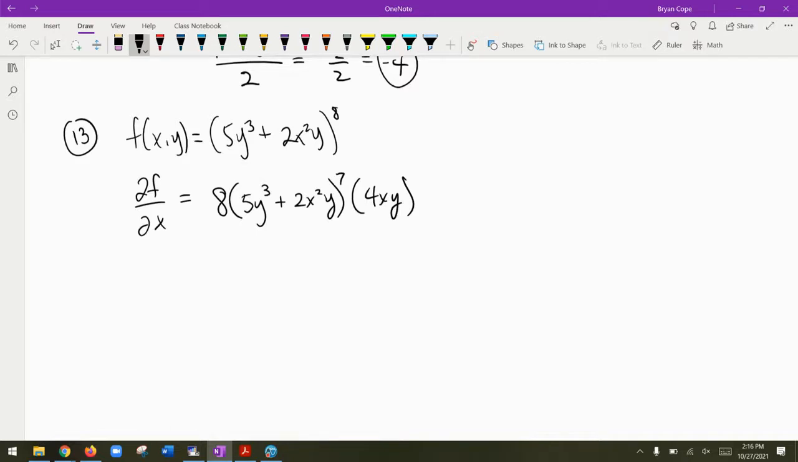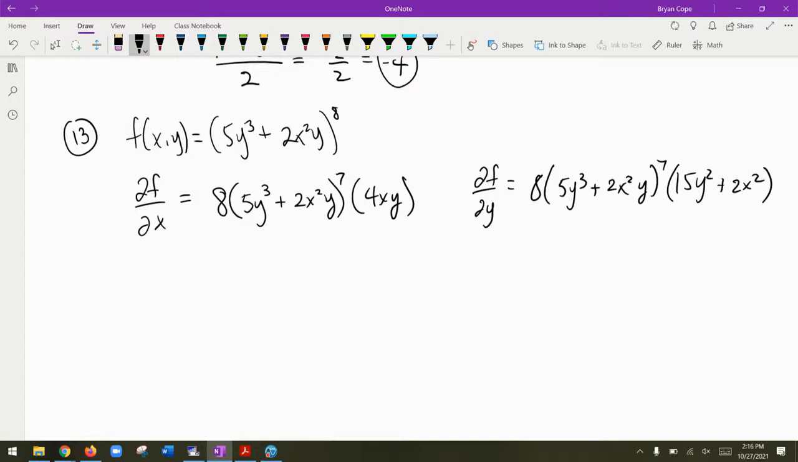Can you also do the partial with respect to y? It would also be the same deal, right? And then our other term would be what? 15y squared plus 2x squared. Plus 2x squared. Nice. Good.